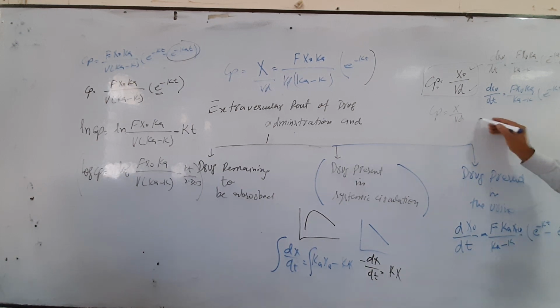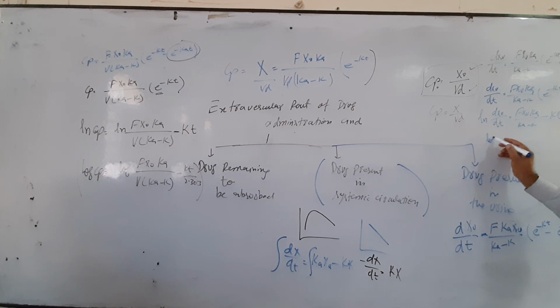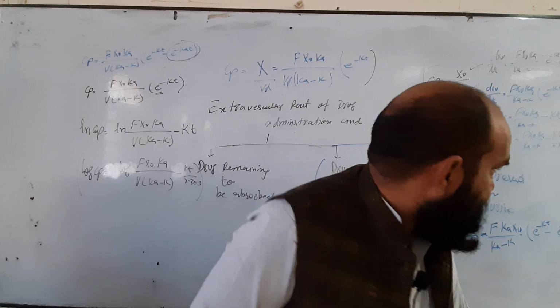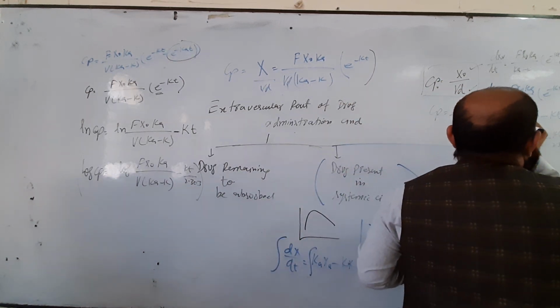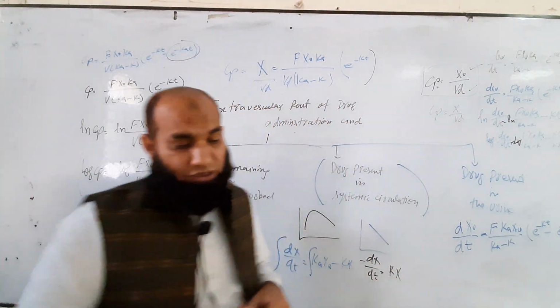When we apply the natural log, ln dXu over dt is equal to ln of F Ka over Ka minus K, minus Kt. Remember, the same scenario. And if we take the log, log dXu over dt is equal to log of F Ka over Ka minus K, minus Kt over 2.303. Remember, never be confused. This is a simple concept. Here is ln, here is log. These are the equations, these are the scenarios.